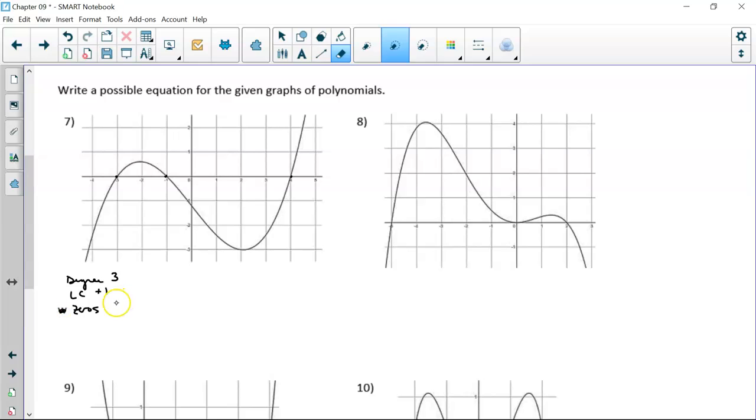My zeros are at, let me write it differently, x equals -3, x equals -1, and x equals +4. So when we do this, we're always going to subtract our zeros from x. So it's going to be x minus -3, x minus -1, and x minus 4. This is how we're going to write our polynomials. So x minus -3 is actually x plus 3, x plus 1, and x minus 4.